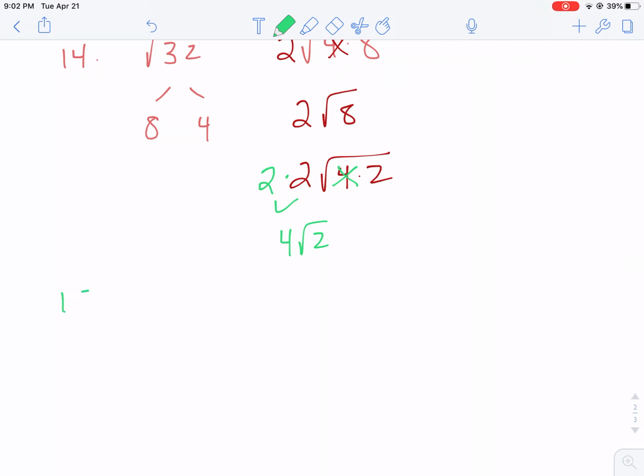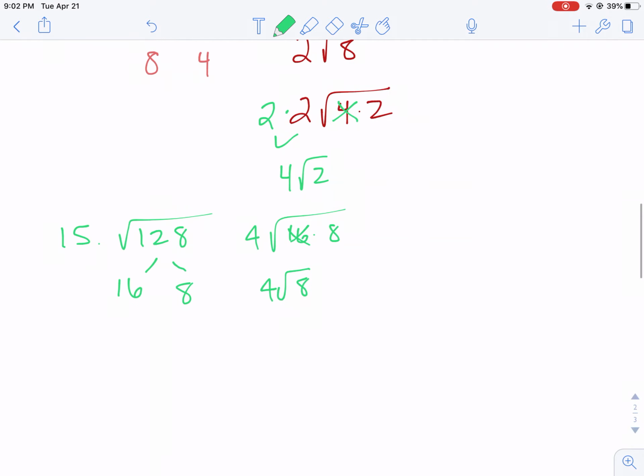Same thing on number 15. It was root 128. Okay, most of you wrote this as 16 times 8, and so you had the square root of 16 times 8. That 16 came out as a 4, and you left your answer as 4 root 8. But again, we can break up that 8 even more. 8 is 4 times 2. We know the square root of 4 is 2. Those would get multiplied to give us 8 root 2.